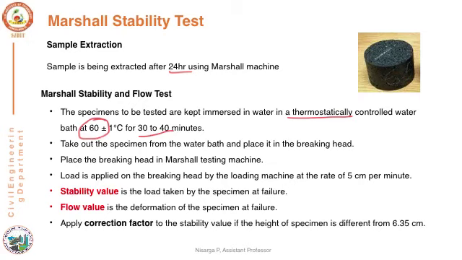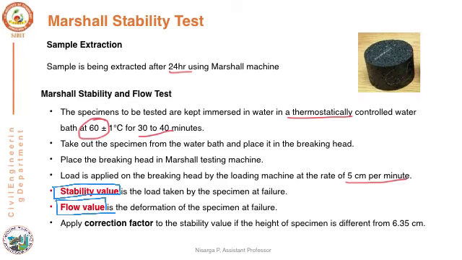The load is generally applied at a rate of 5 cm per minute. After the completion of the test, we will have the load value and then the deformation value. Using those two, we will measure the stability value. The two outputs we obtain from the Marshall stability test are, first, the stability value, and we also have to measure the flow value.